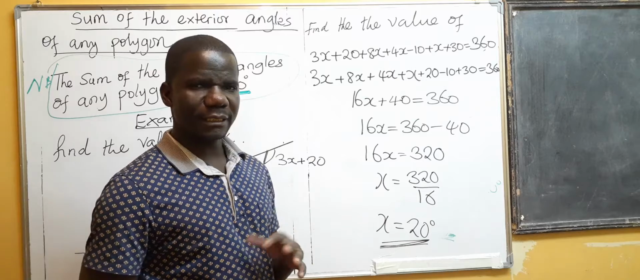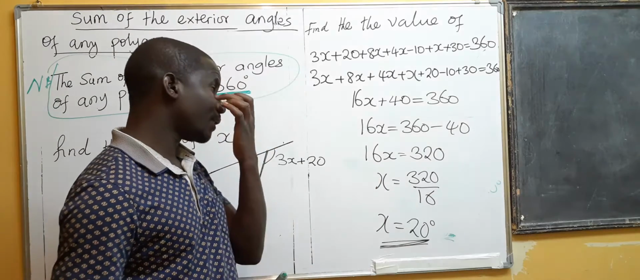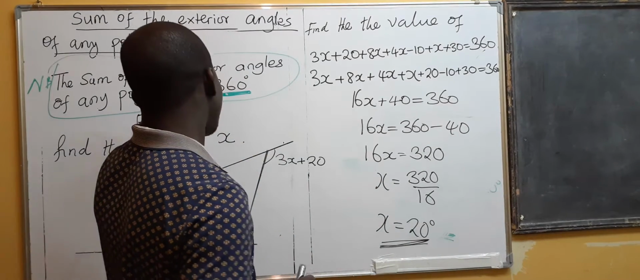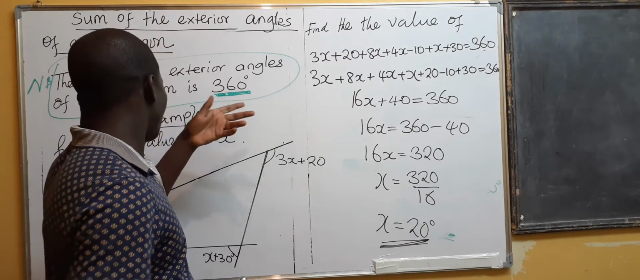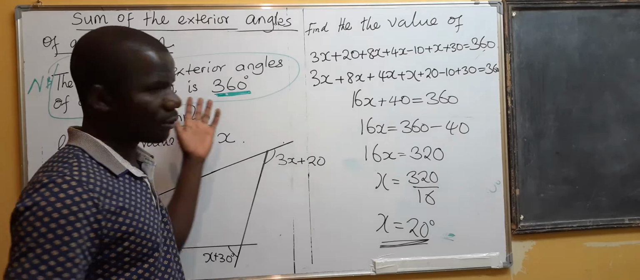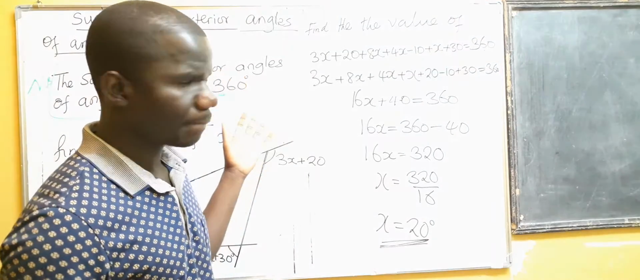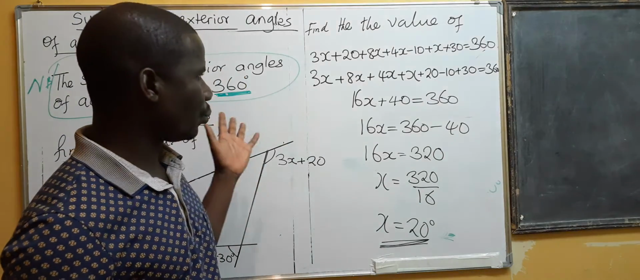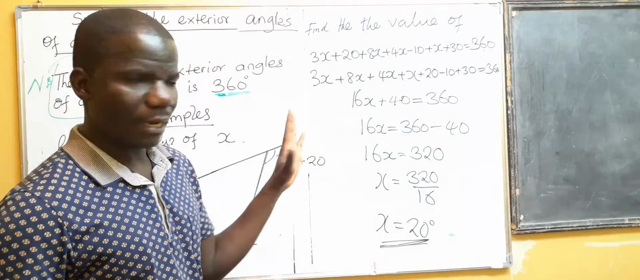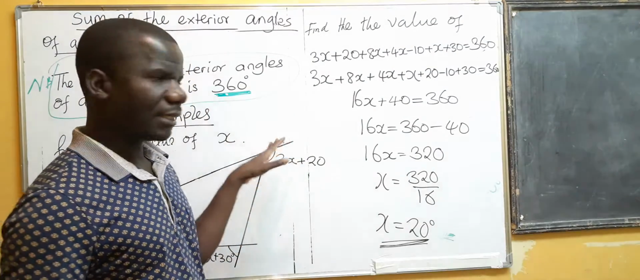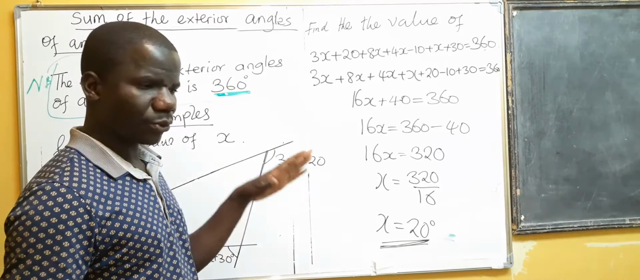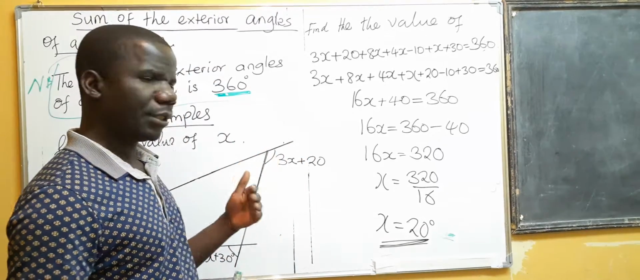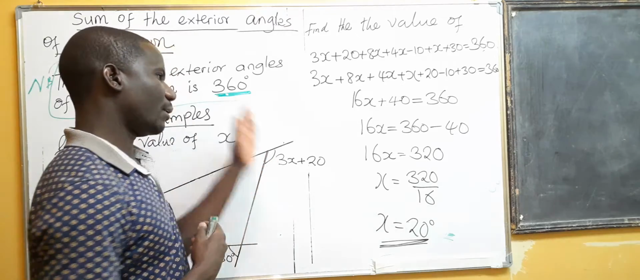I'm still emphasizing this part is very simple. What are we supposed to know? That the sum of the exterior angles of any polygon is 360 degrees. And it's very important for you to follow these lessons in their order. Just like I indicated, this is the 3rd lesson. So you should be coming from lesson 1, 2, and 3.